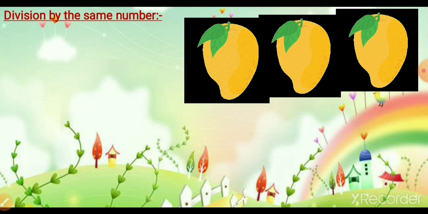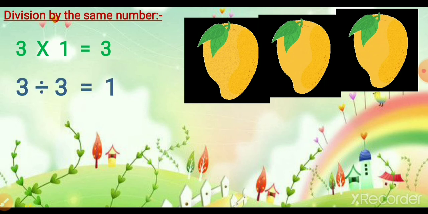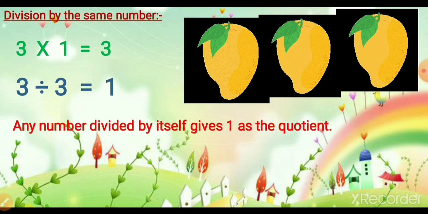Second property, division by the same number. What is a number divided by itself? There are 3 fruits on a plate. 3 brothers have been told to share fruits equally among themselves. How many fruits will each brother get? We know that 3 ones are 3. So, 3 divided by 3 is equal to 1. Means each brother will get 1 fruit. So, any number divided by itself gives 1 as a quotient.